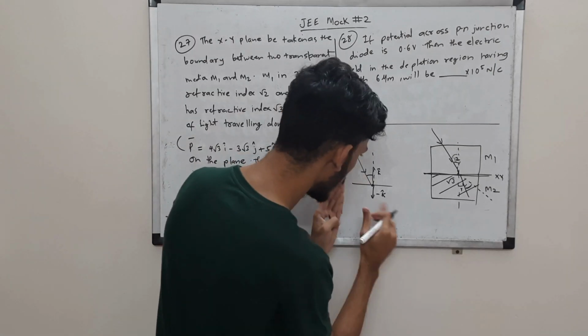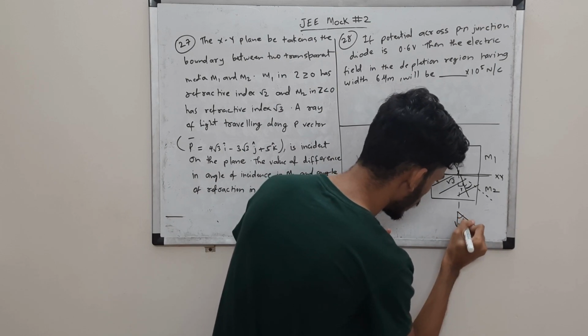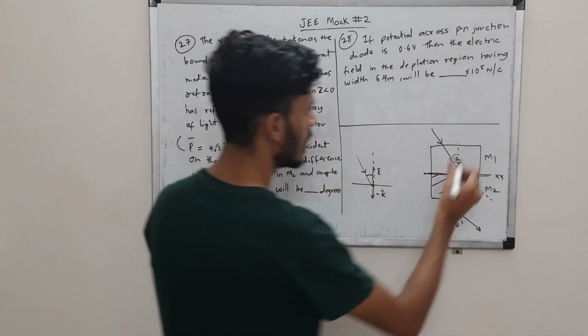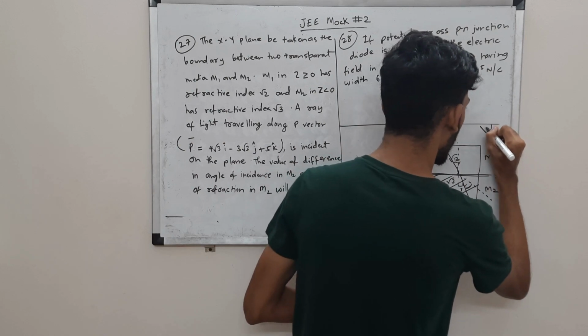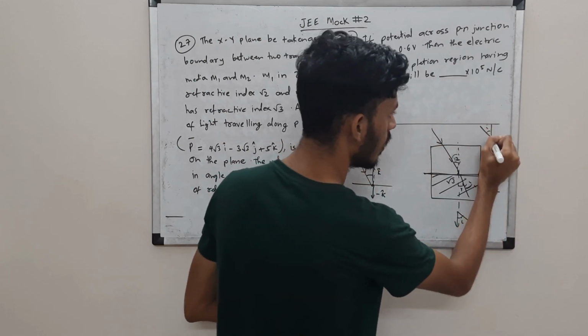If you move this parallelly, you'll get it like this, right? So this is nothing but the angle of incidence. Basically the angle of incidence is this, but here also it will make I, right? So I have just shifted this from here to here.